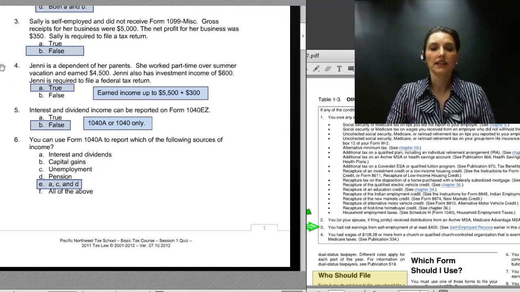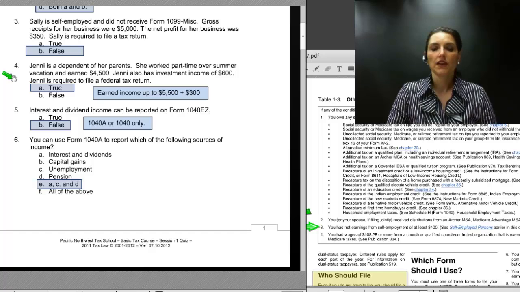Number 4, Jenny is a dependent of her parents. She worked part-time over summer vacation and earned $4,500. Jenny also has investment income of $600. She is required to file a federal tax return. And the answer to that is true.